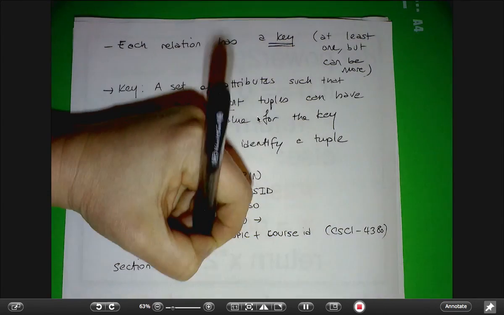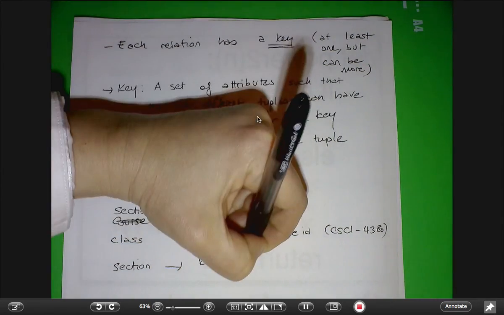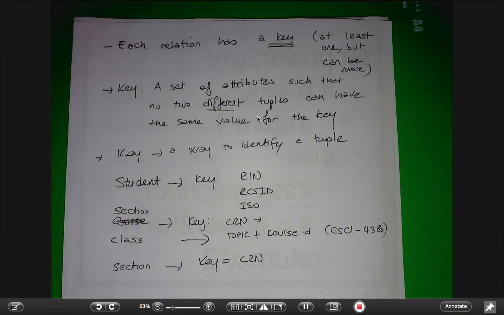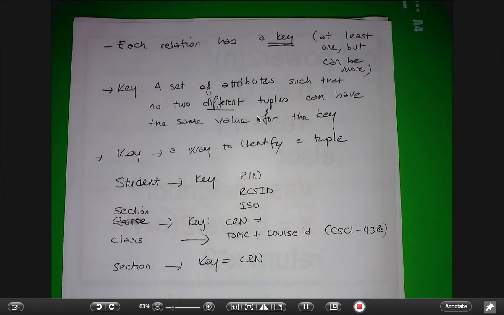Let's see. So we said that CRN is a key. Is there another way to define a section uniquely? Yes. Time stuff. Like the meeting time. Meeting time and place? Yeah. Though if you put the meeting place and then not the time stuff.